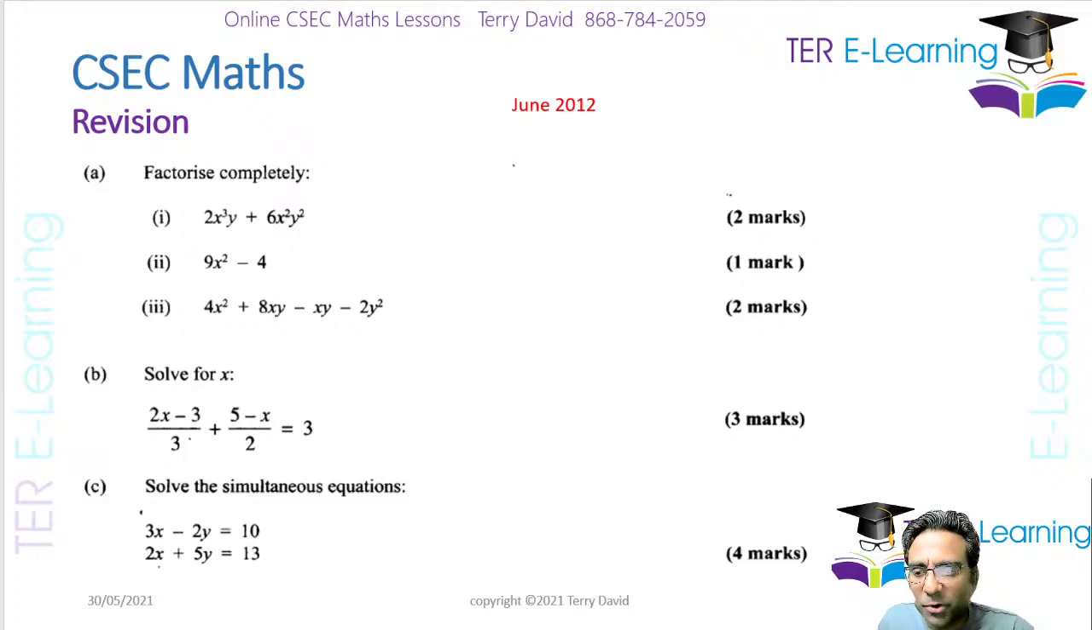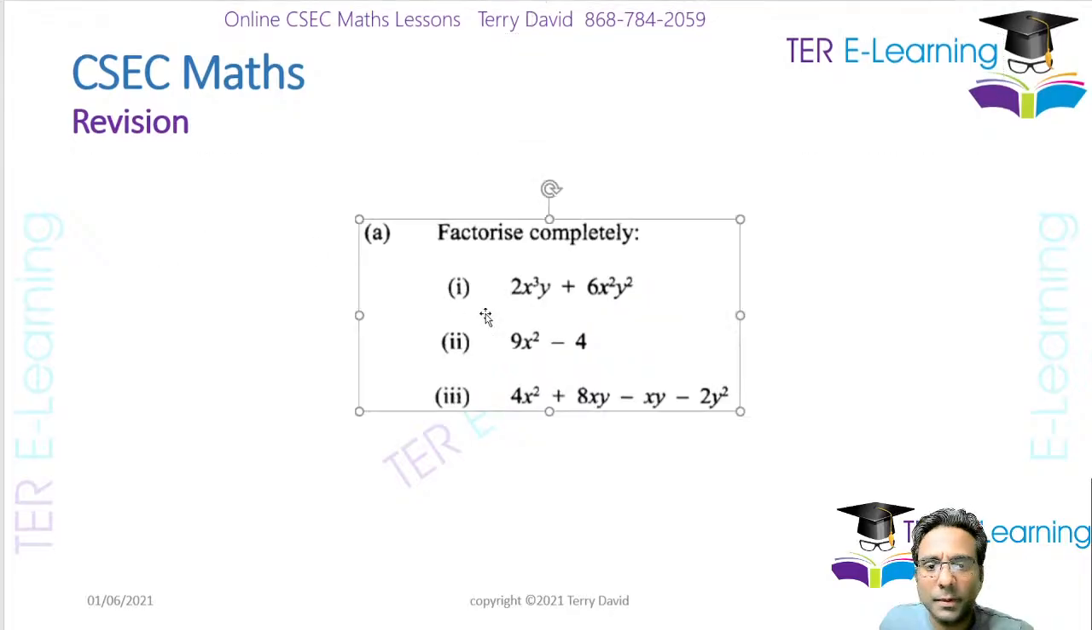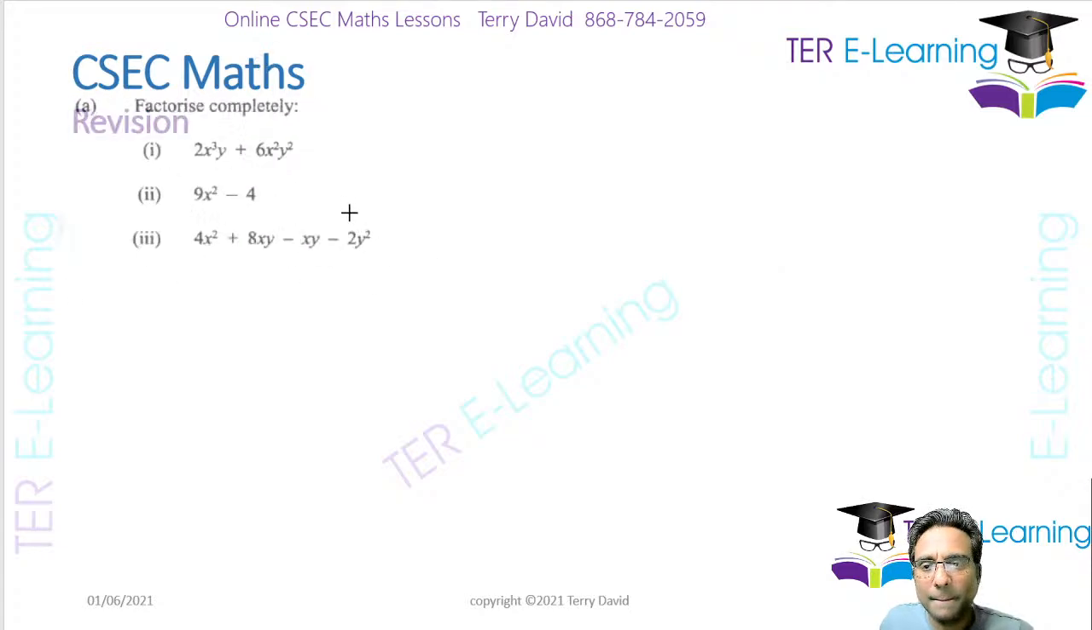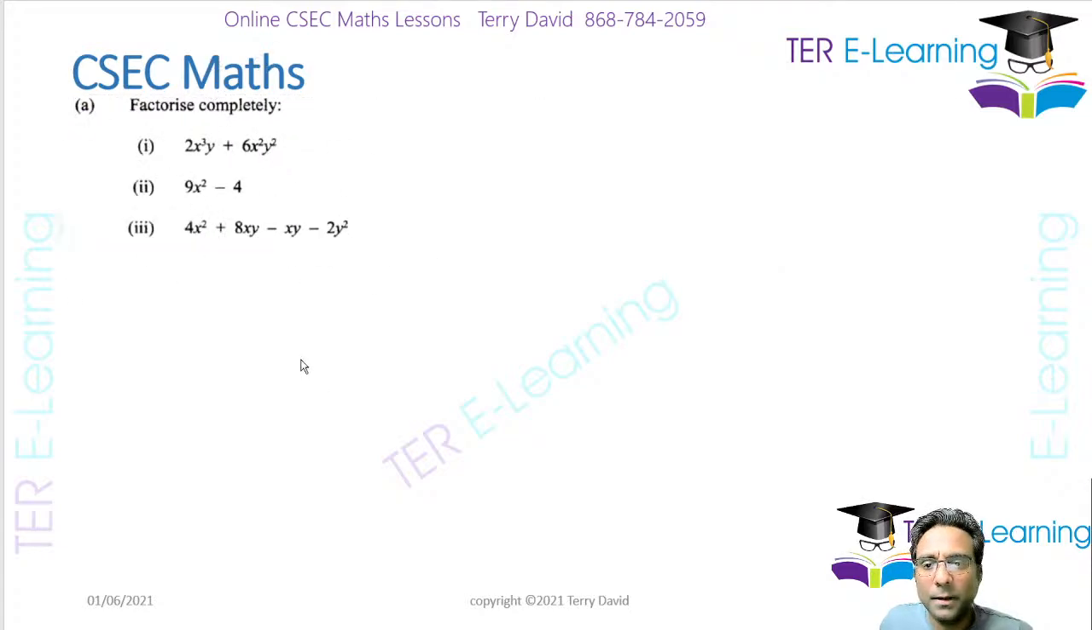Right, so I'm going to do one more question for you guys, and I'll wrap up there. So this is June 2012, right? So let's see if we can do this quickly. So we have 3 different kinds of factorization here to do. So let's look at part 1.